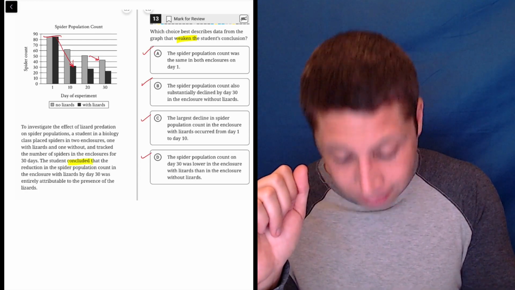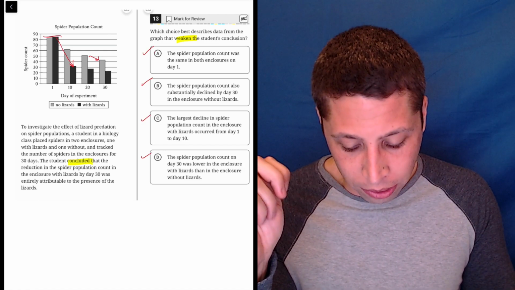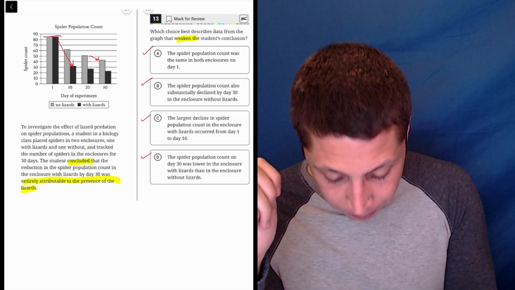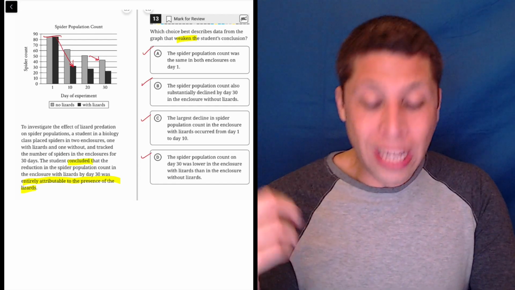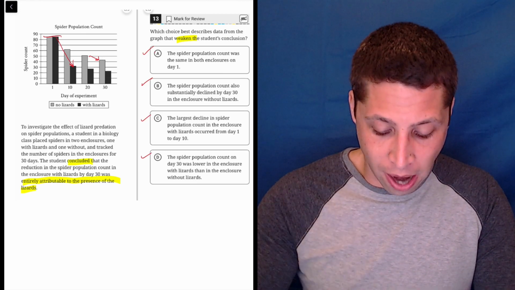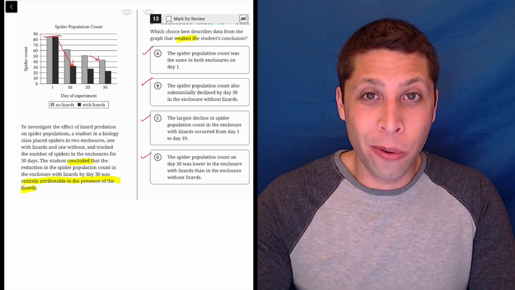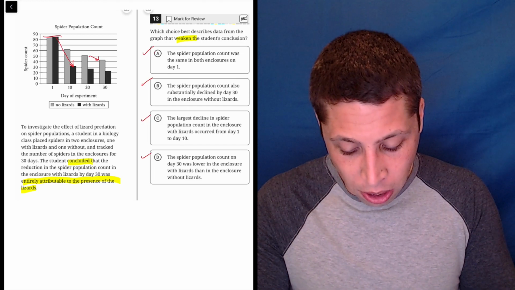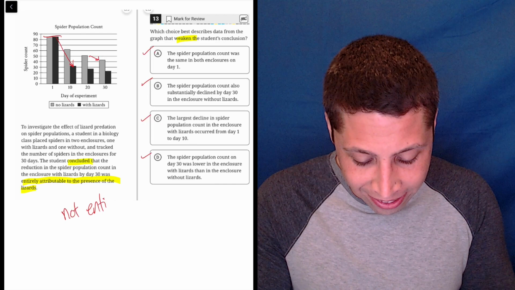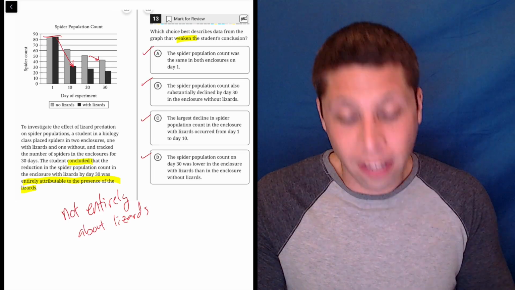The student concluded, well, what do you know? That the reduction in the spider population count in the enclosure with lizards by day 30 was entirely attributable to the presence of the lizards. Okay. So what would weaken this? This is where I like to maybe do a little dumb guess of what it is, right? So they're saying it's entirely attributable. Well, we would want something saying no, there's another cause, right? I mean, as stupid as it is, you could say not entirely about lizards, right? This is just us reversing the kid's conclusion.